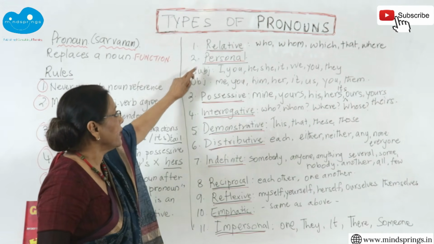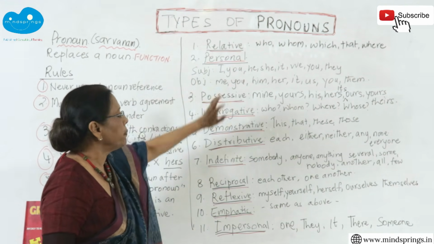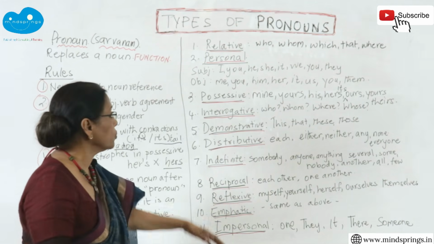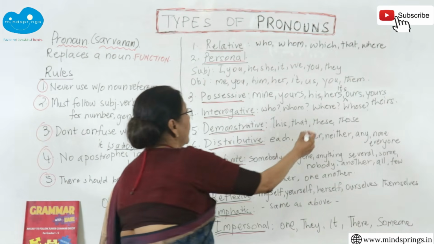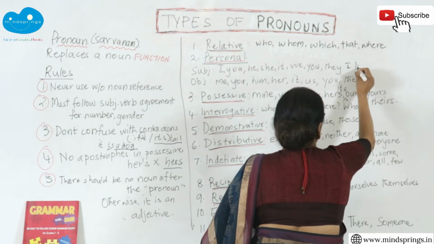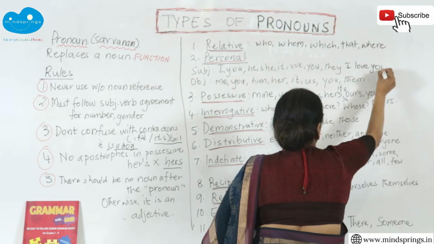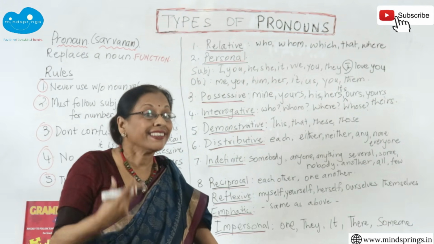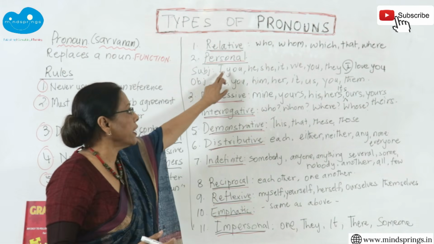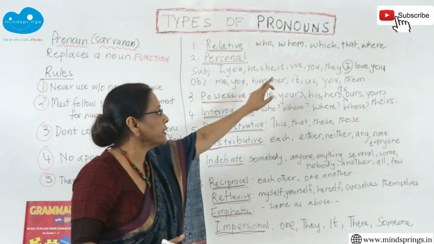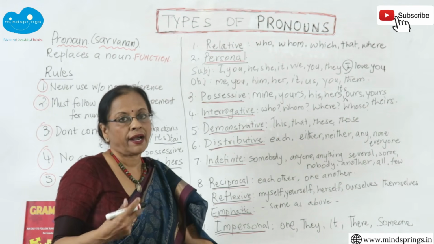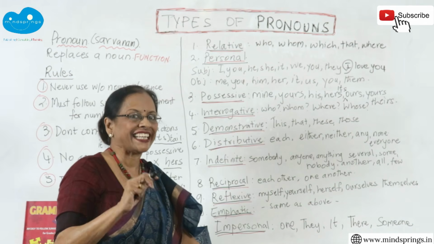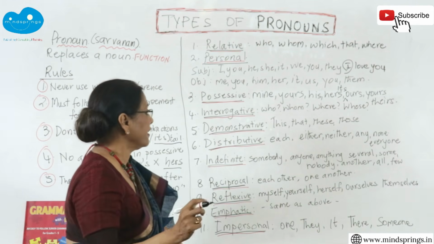The first one I put is relative, but we'll start with personal. Personal is the simplest one, which you start when you are in a very small class. It goes with the subject. If I say "I love you", the "I" there is the subject. So in the subject position you've got I, you, he, she, it, we, you, they. I love, you love, he loves, she loves, it loves, subject-verb agreement, and they love.